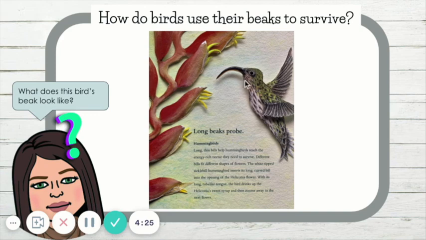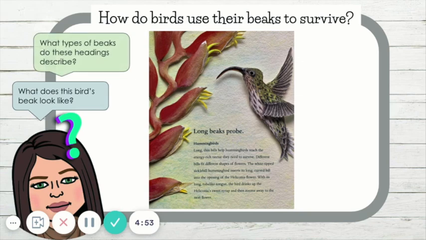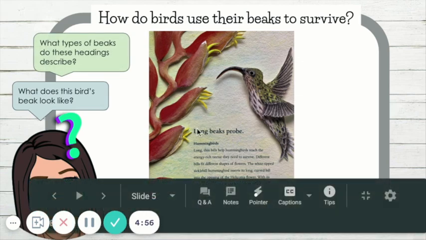What does this bird's beak look like? I heard some good adjectives in the text. What does the bird's beak look like? That's right. This beak looks long, thin, and right here there's a little bit of a curve, right? And what type of beaks does this heading describe? It describes long beaks. That's right.